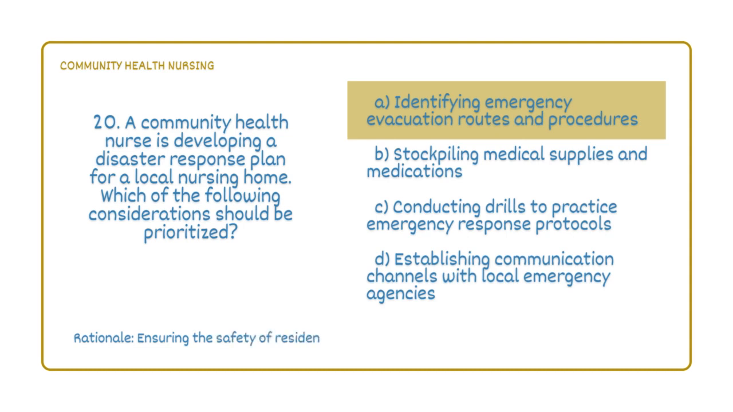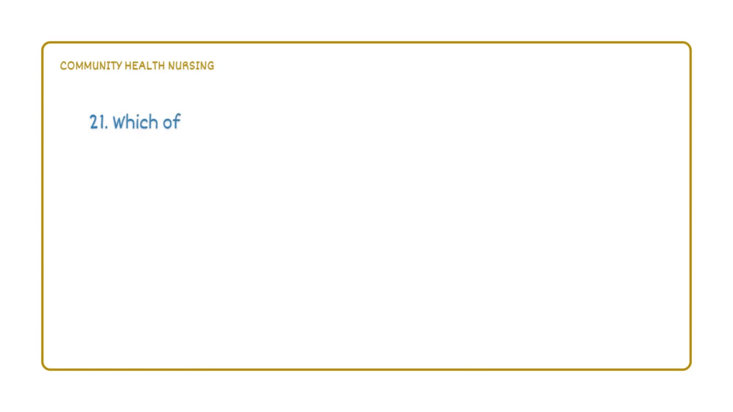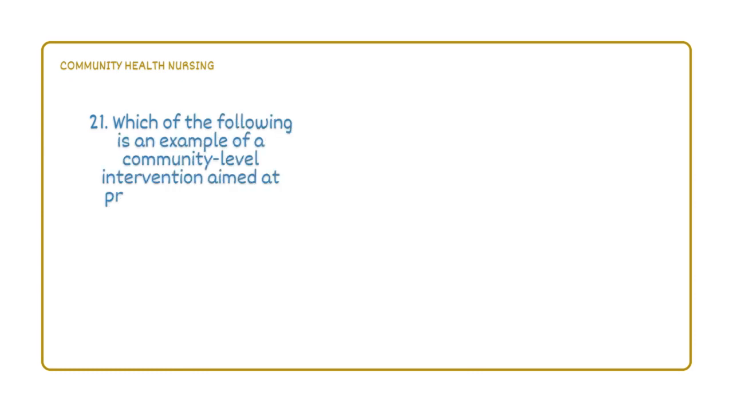Rationale: ensuring the safety of residents during emergencies requires careful planning and coordination, including the identification of evacuation routes and procedures. 21. Which of the following is an example of a community-level intervention aimed at preventing childhood obesity?